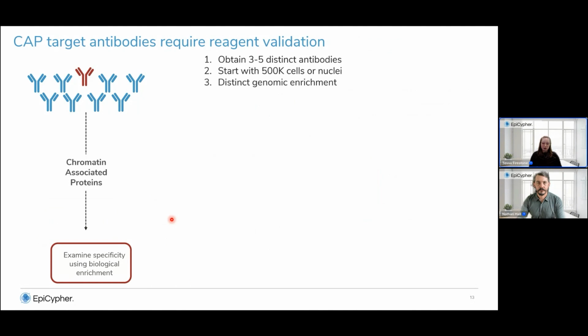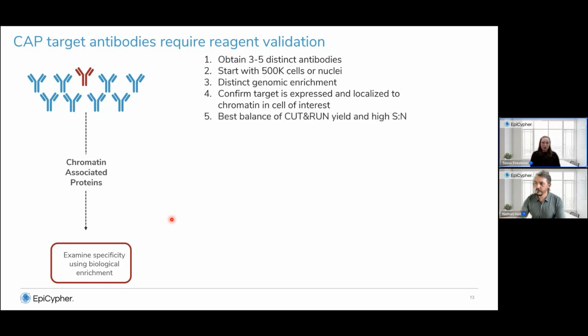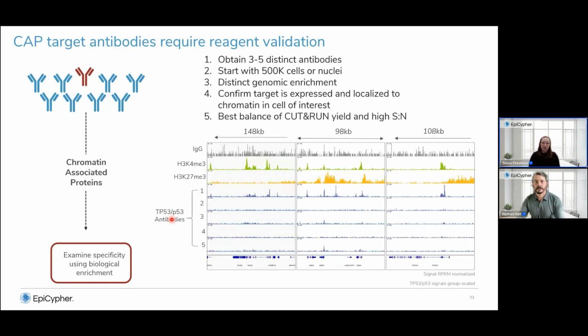The genomic distribution of peaks is consistent with the reported target function or is correlated with epigenetic marks, and it can overlap with other targets within the same complex. Prior to selecting a target, you want to ensure that the target is localized to chromatin and expressed in your cell of interest. And lastly, you want to select a reagent that has the best balance of the CUT&RUN yield and high signal-to-noise ratio.